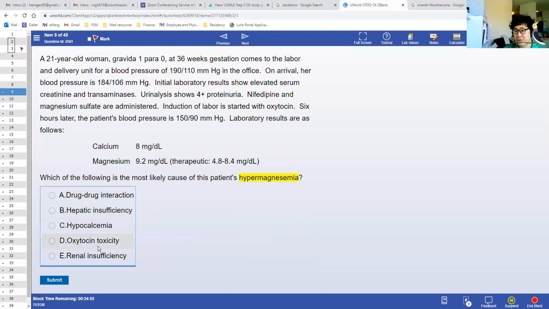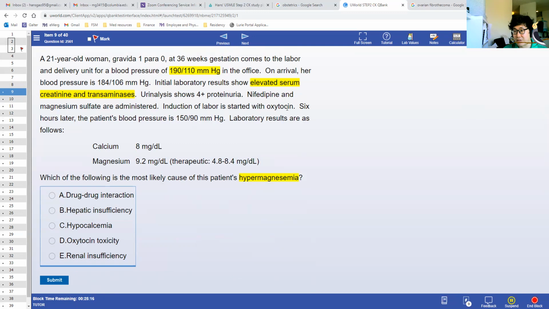Hypermagnesemia. All right. So what is causing this elevated magnesium level? Lots of different options. G1, 36 weeks gestation, high blood pressure reading. Blood pressure is still high on arrival. Elevated serum creatinine and transaminases. So this is likely HELLP. Nifedipine and magnesium sulfate are administered.